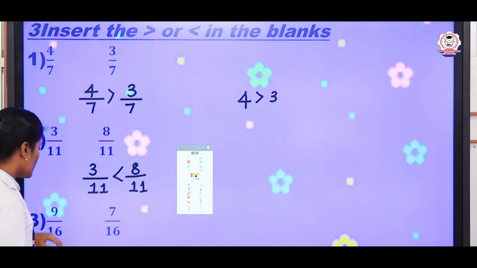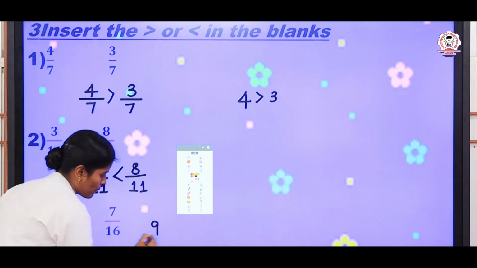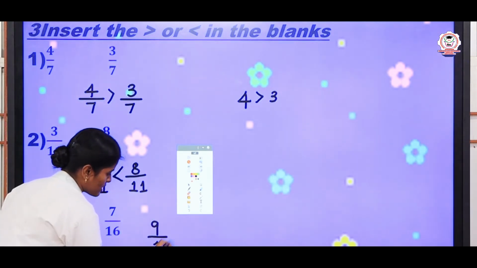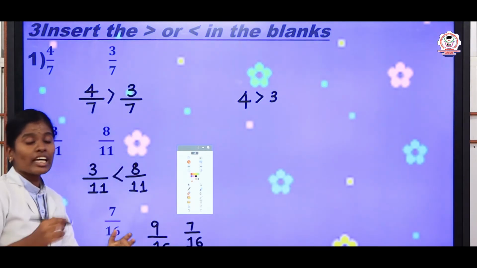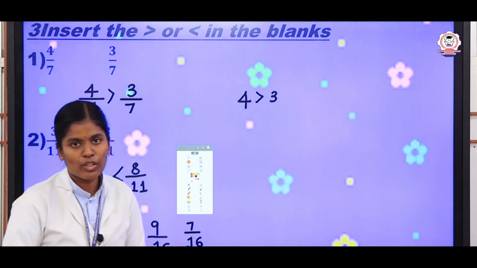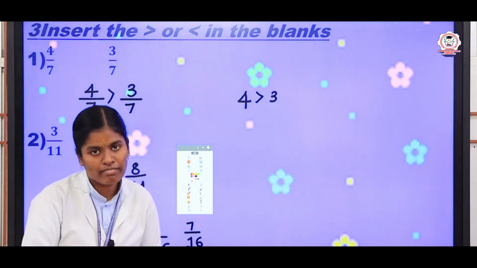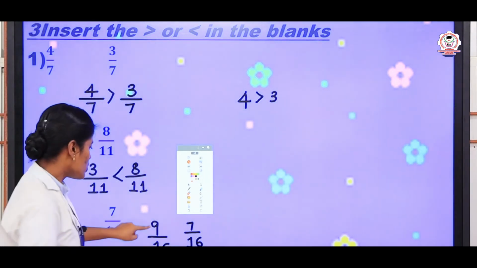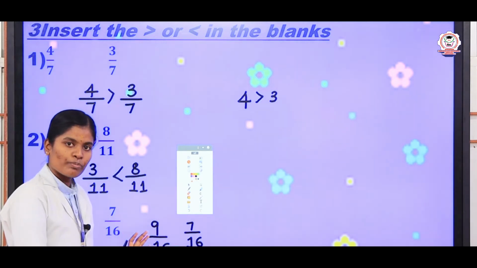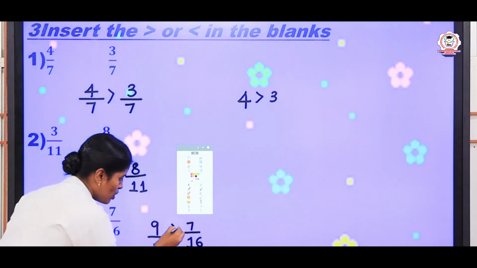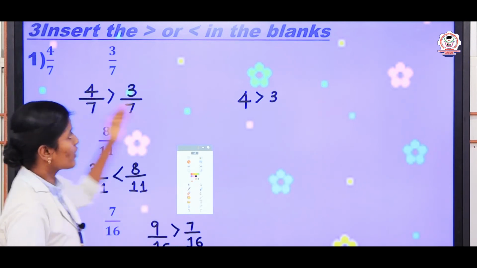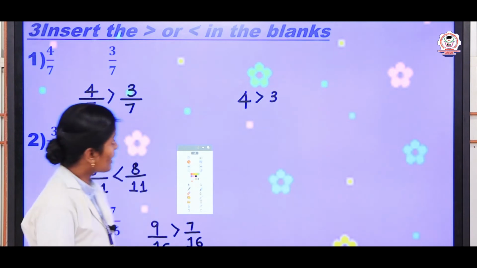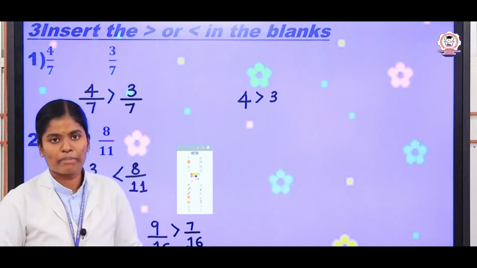And next we have 9 by 16 and then 7 by 16. Here we have the same denominator value. So you should see the numerator value, then you will put the symbol. So which one is the greater value? Yes, 9 is the greater value. So put the symbol like this. This is insert the sign greater than or less than in the blanks.